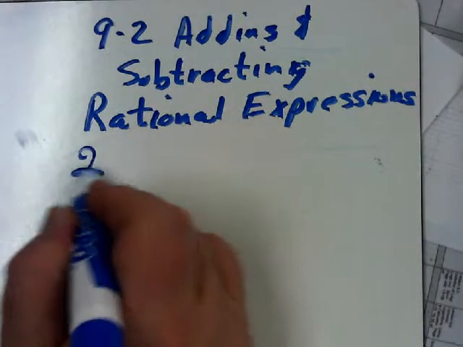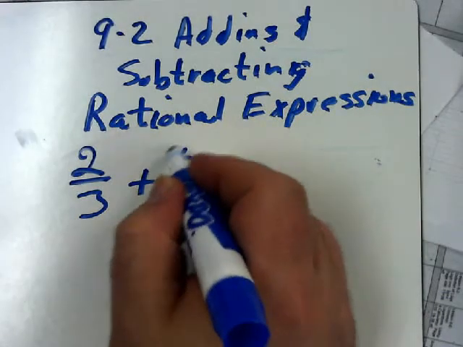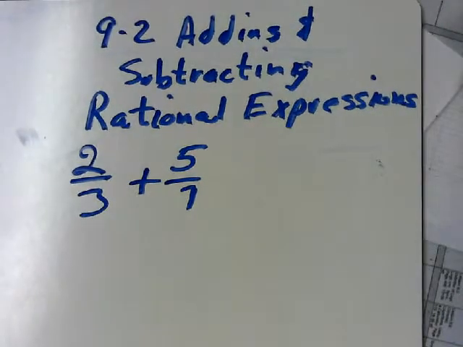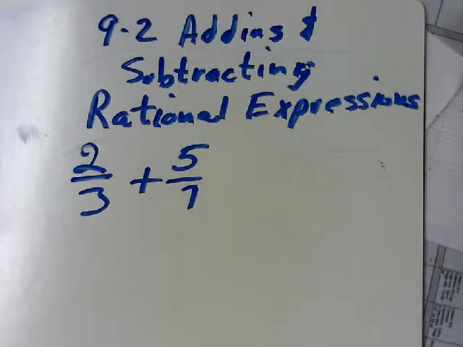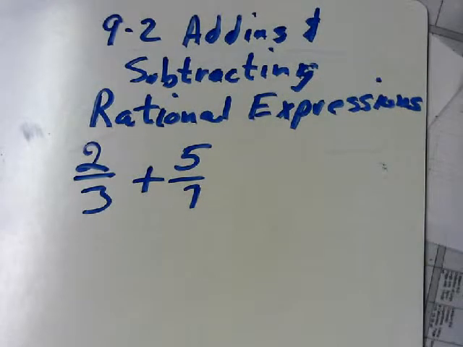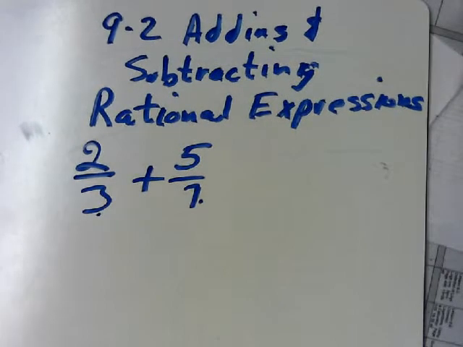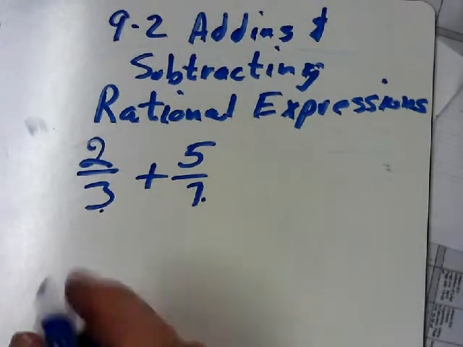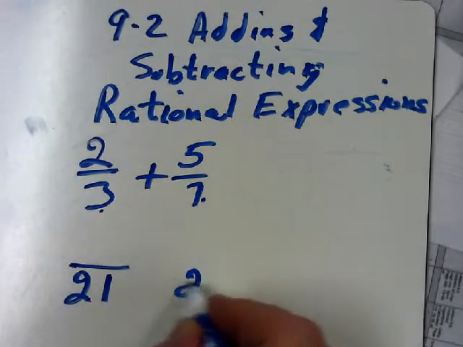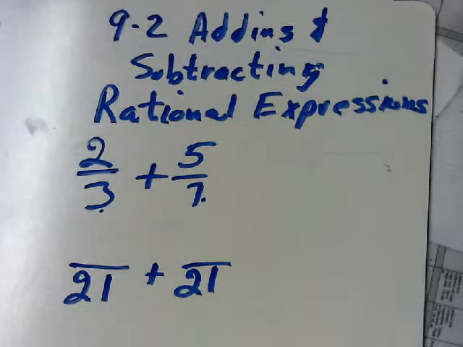If you had 2/3 plus 5/7, what do you remember from adding and subtracting? You have to have a common denominator, right? Before you can do anything else, you have to have a common denominator. And sometimes the easiest way to find a common denominator is to take 3 times 7, and it happens to work for this one. As was stated, the common denominator is 21.